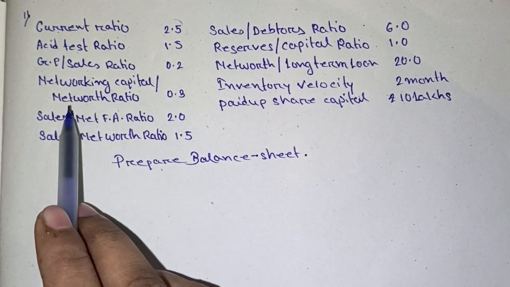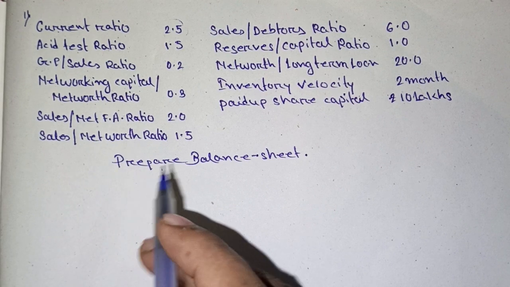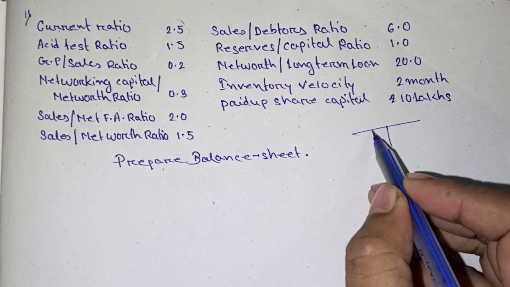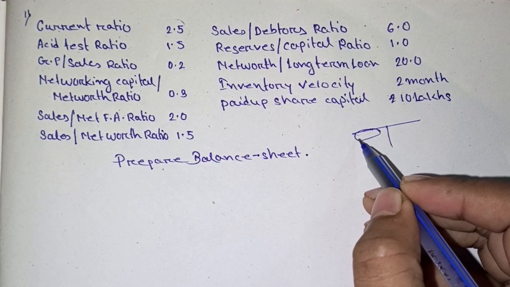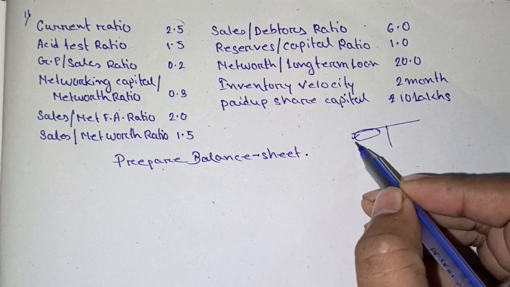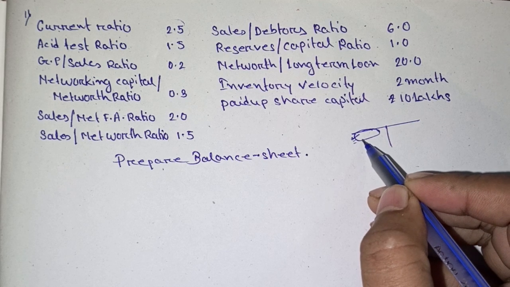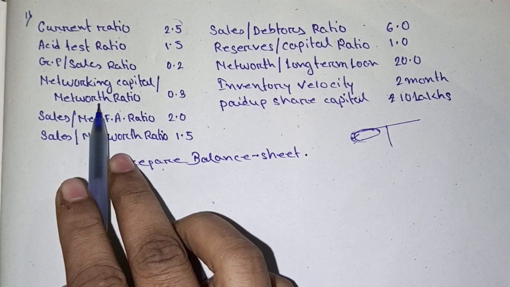Then net worth. What is the meaning of net worth? If I draw a balance sheet, on the liability side you can see paid up share capital, meaning equity share capital, preference share capital, then reserve and surplus. This is called net worth.